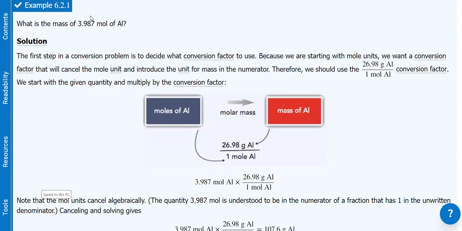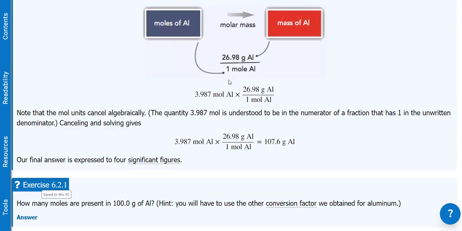So here, what is the mass of roughly 4 moles of aluminum? You can see it's just a dimensional analysis problem. You start with what's given, and you want to convert moles of aluminum to grams of aluminum. This relationship, moles to grams, always comes from the periodic table. If we're dealing with elements, it's the number. If we're dealing with compounds, then you simply add it up to get the molar mass.